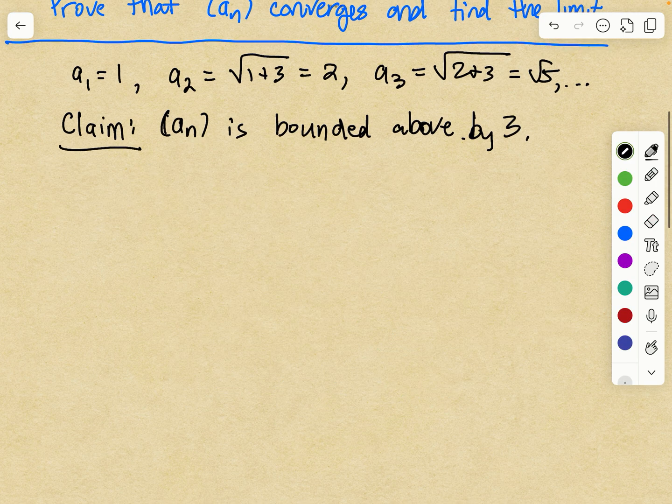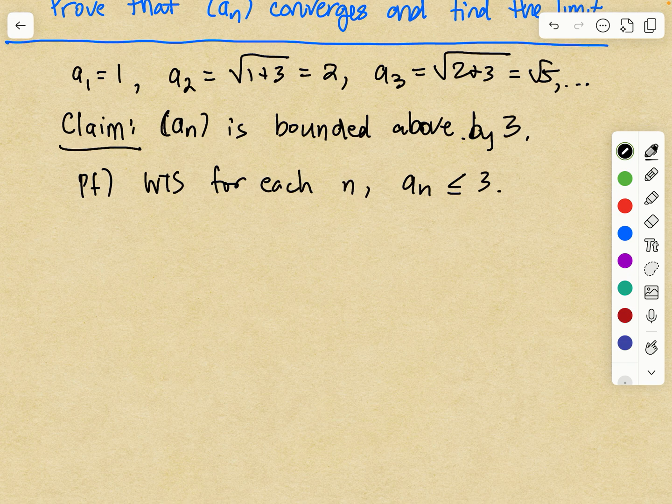So let's try proving this. We want to show that for each n, a_n is less than or equal to 3. So what proof techniques might we try? We're trying to prove a claim for all positive integers n, and we have a recursive formula, so we should try induction. Let's try induction.